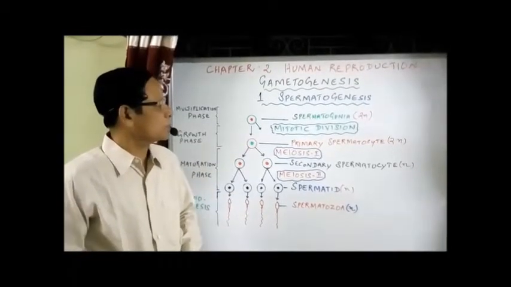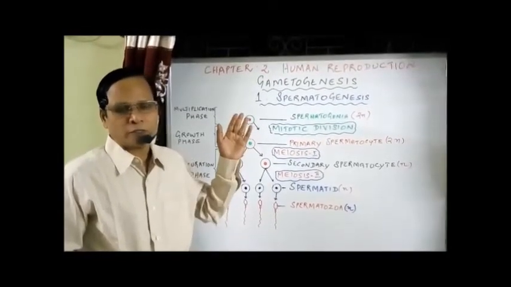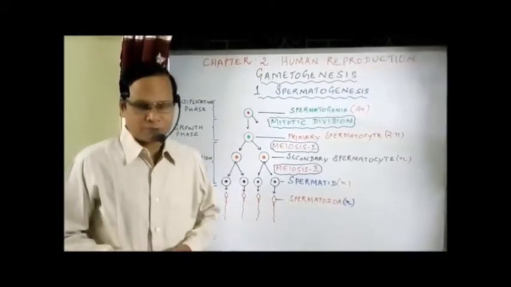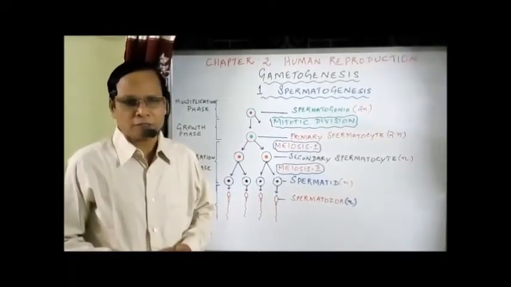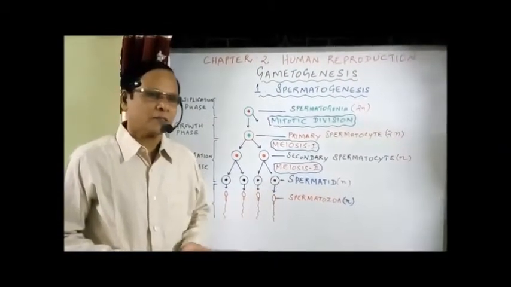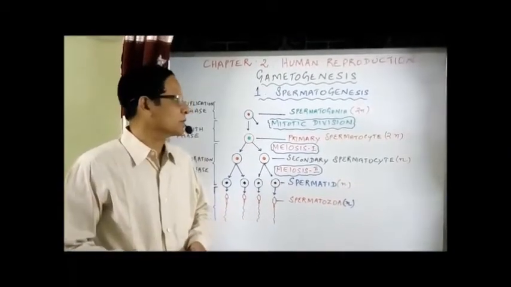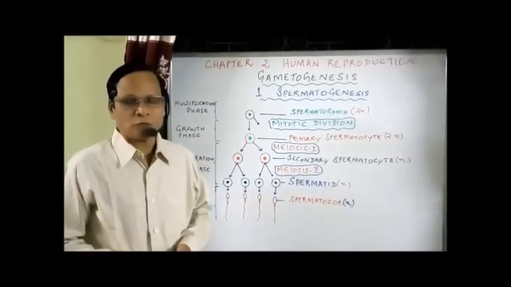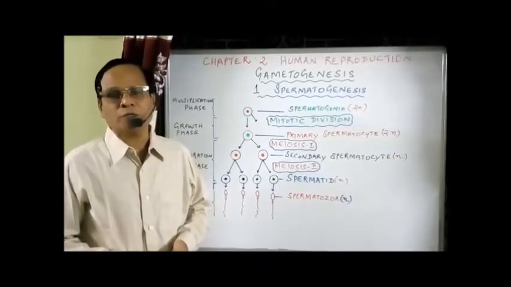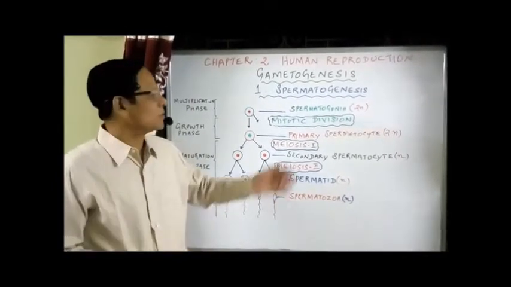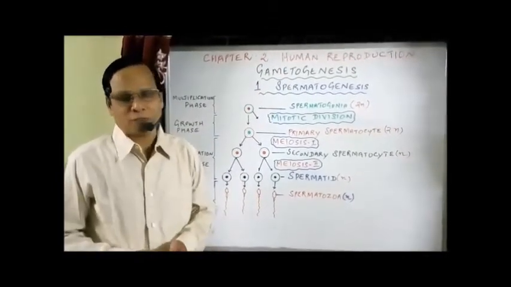Yesterday we were talking about the structural aspects related to the testis, ovary, etc., along with the mammary glands. Now we have to pass on to the next one, the process of formation of gametes. That is called gametogenesis. That's the next part.